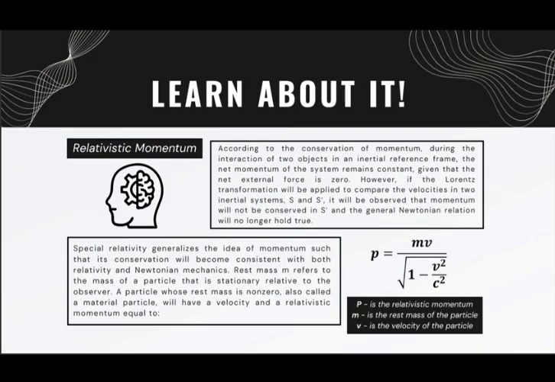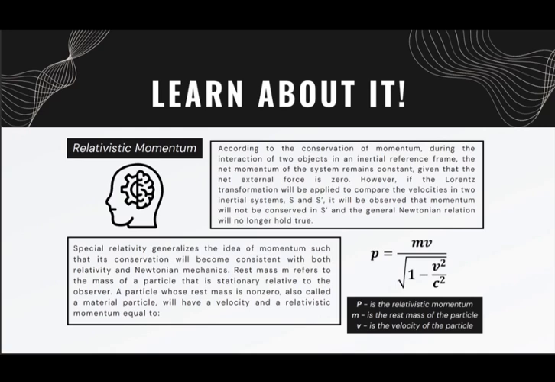So first we have the relativistic momentum. When we say relativistic momentum, it is a way that the conservation of momentum will hold in all inertial frames. Special relativity generalizes the idea of momentum such that its conservation will become consistent with both relativity and Newtonian mechanics. Rest mass m refers to the mass of a particle that is stationary relative to the observer. A particle whose rest mass is non-zero is also called a material particle.